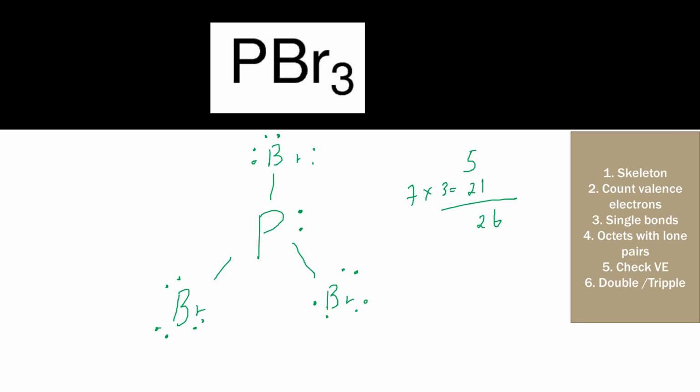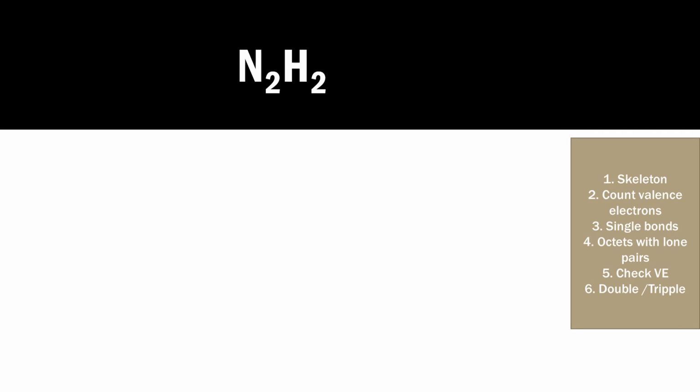Now we count valence electrons again. So how do we count? We count 2, 4, 6, 8, 10, 12, 14, 16, 18, 20, 22, 24, 26. So it is 26, therefore it is complete, no remainder. Therefore this is the Lewis structure for PBr3. Let's move to the other one.